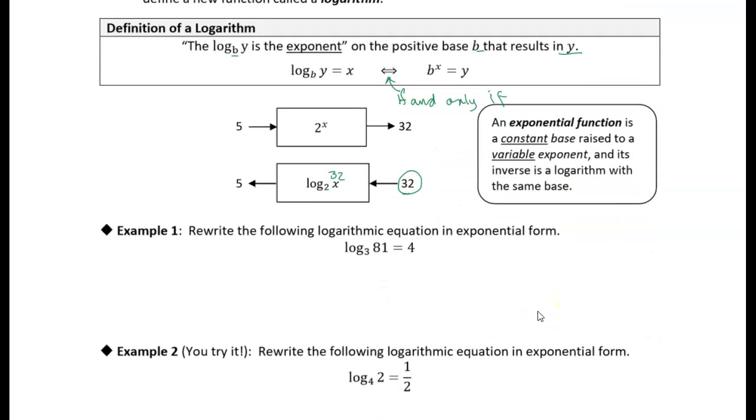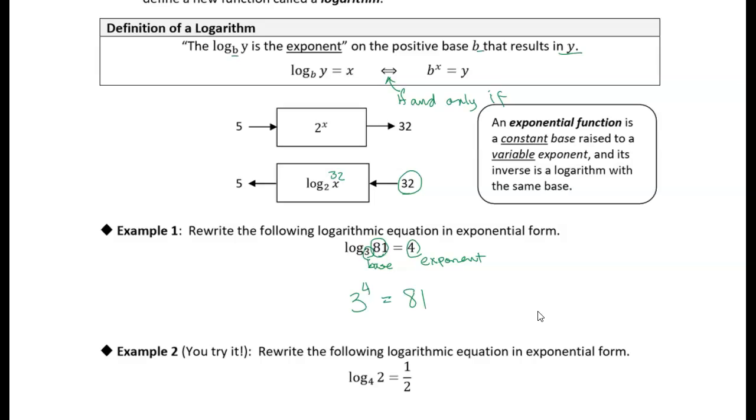All right, so example 1, we're asked to rewrite the following logarithmic equation in exponential form. I'll leave that definition of logarithm up there. Let's identify the parts. This is the base. This is the exponent. The log is the exponent. The result of a log is always an exponent. And then this is the result. So if we want to write this in exponential form, we write the base to the exponent is equal to 81. That's all there is to it.